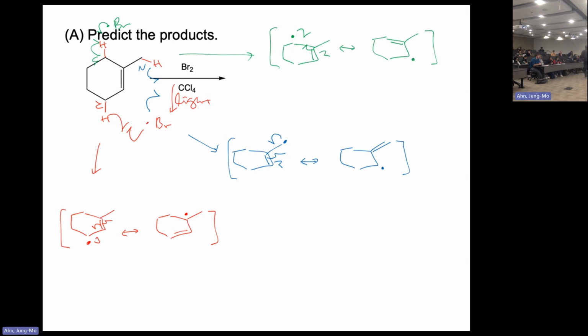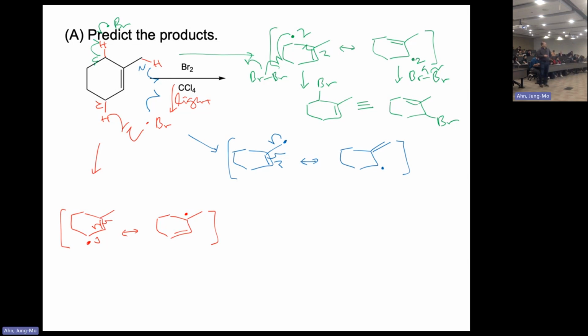Then we need to think about how each one is going to pick up the bromine and become a product. If that one picks up the bromine, then we're going to place a bromine right there. That's the product that forms from that radical intermediate. That one, bromine comes and picks up the radical from there, then you're going to make this one. But if you look carefully, these 2 are identical. These 2 are exactly the same. So either will basically make the same product.